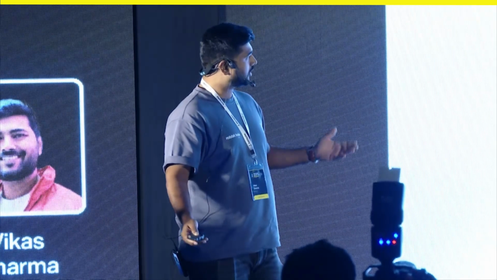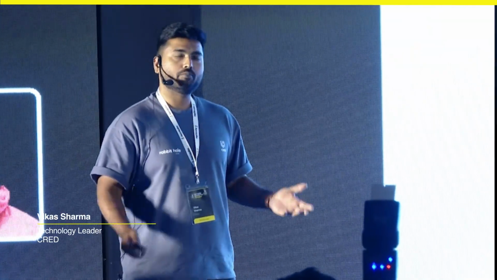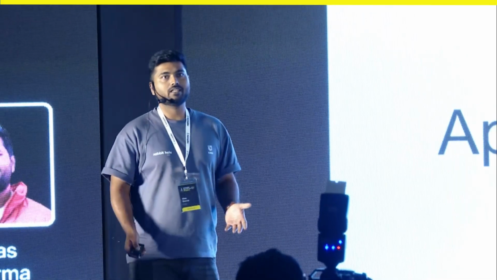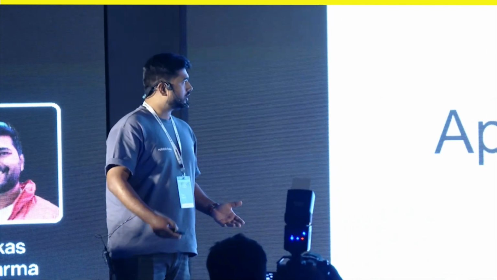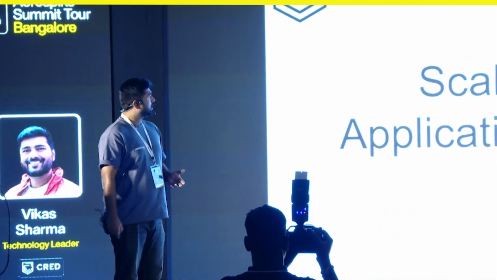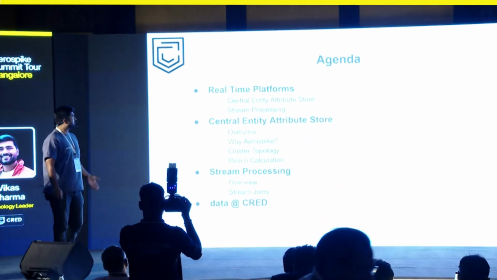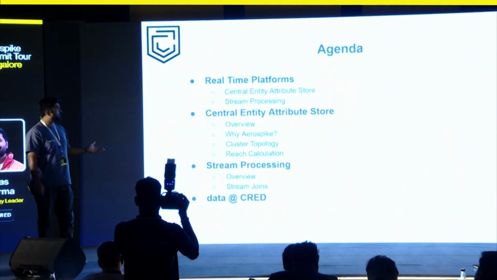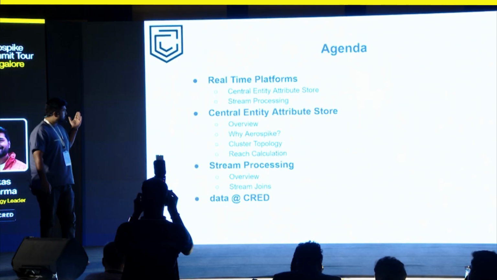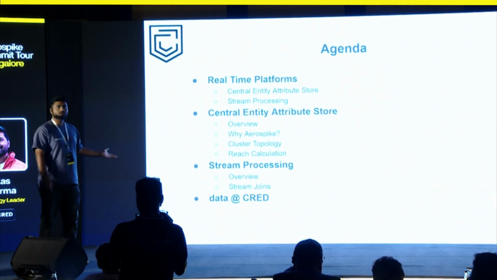So in this particular talk, we'll be basically taking a case study of a couple of our platforms that we have been able to scale by leveraging Aerospike, making it cost effective, as well as making it quite efficient to run at scale. The agenda for this discussion would be covering two of our platforms, going a bit deep into how we went about it. One of them is the central entity attribute store, which we'll cover first. And if time permits, we'll go to the stream processing platform.